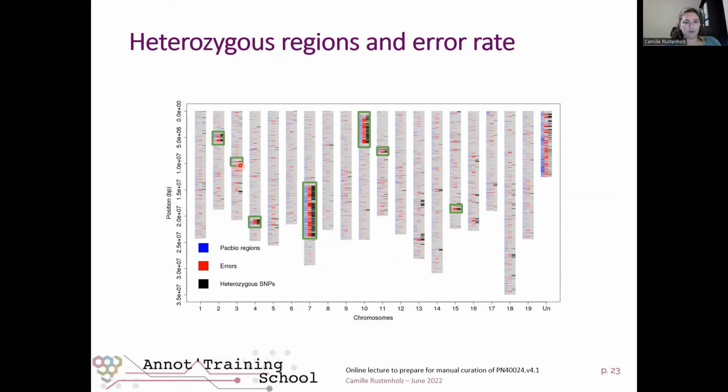So one on chromosome 2, one on chromosome 3, 4, 7, the largest, 10, the second largest, 11, and 15. And so what we figured is that everything colocalizes here, meaning that where we have a heterozygous region, this is where we actually performed the assembly of new PacBio regions, because these were missing in the previous assembly, and so these regions are enriched in errors. So let's say if you figure that you are working in a heterozygous region of the PN40024 genome, you may have more errors to play with.